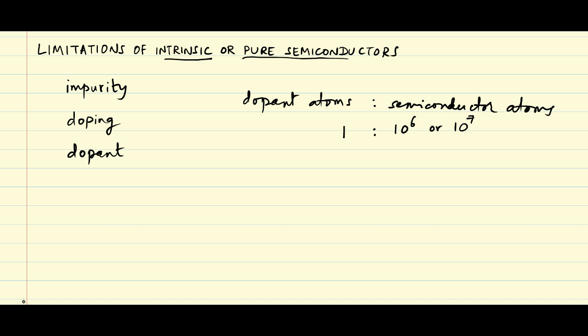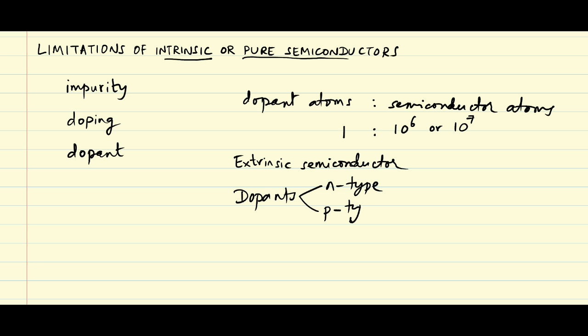A semiconductor in which a dopant has been introduced is called an extrinsic semiconductor. Now, there are two types of dopants or impurities which are possible. One is called an N-type impurity or N-type dopant, and the second is P-type. And to understand how these dopants act, let's take the example of a silicon crystal, and let's consider first a silicon crystal having an N-type dopant.